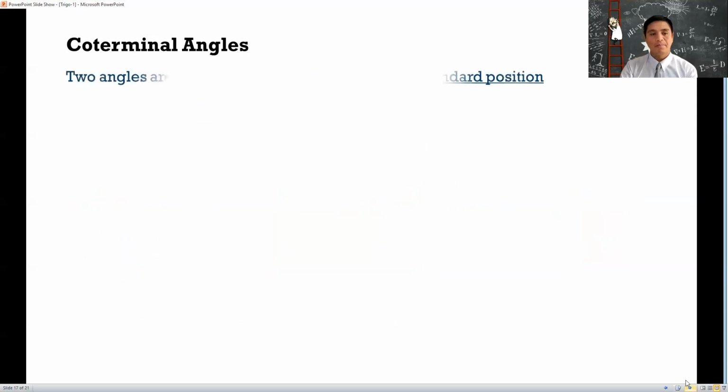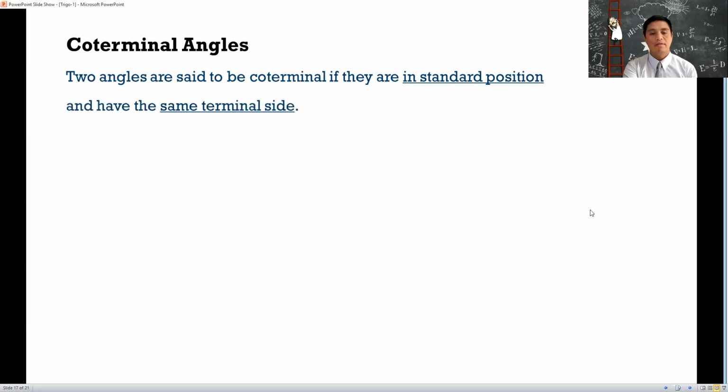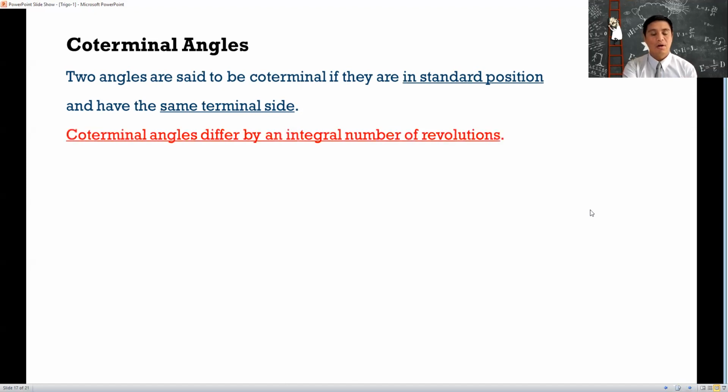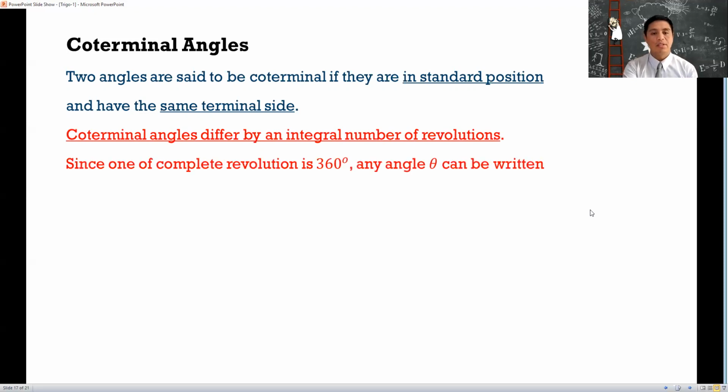So coterminal means two angles are said to be coterminal if they are in standard position. That's the first condition. Again, standard position means the initial side is on the positive x-axis and the vertex is on the origin or the point 0, 0. So two angles are said to be coterminal if they are in standard position and have the same terminal side, or they share a common terminal side. And coterminal angles differ by an integral number of revolutions. So since one complete revolution is 360 degrees, any angle theta can be written in the form theta plus 360 degrees times n, where n is an integer.